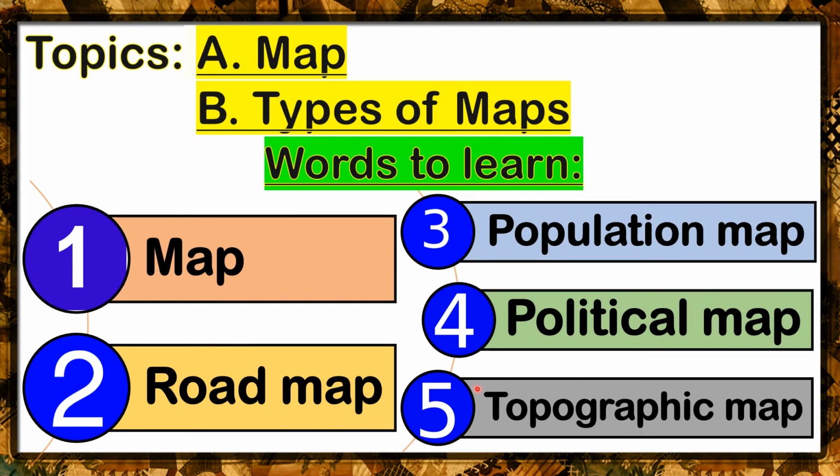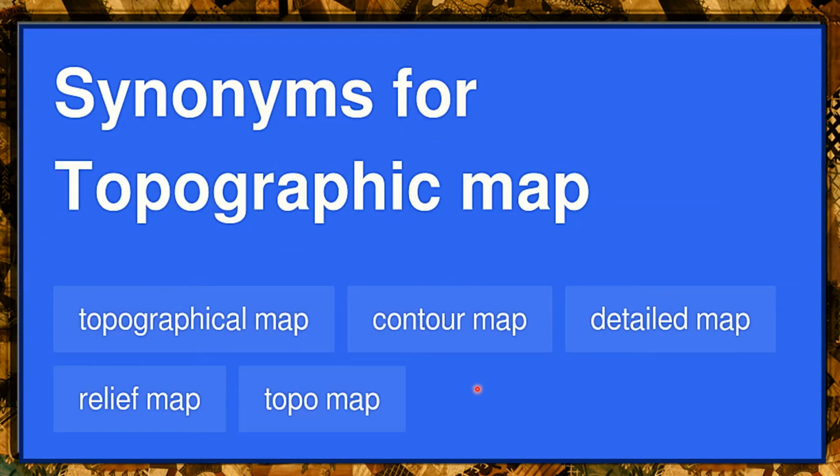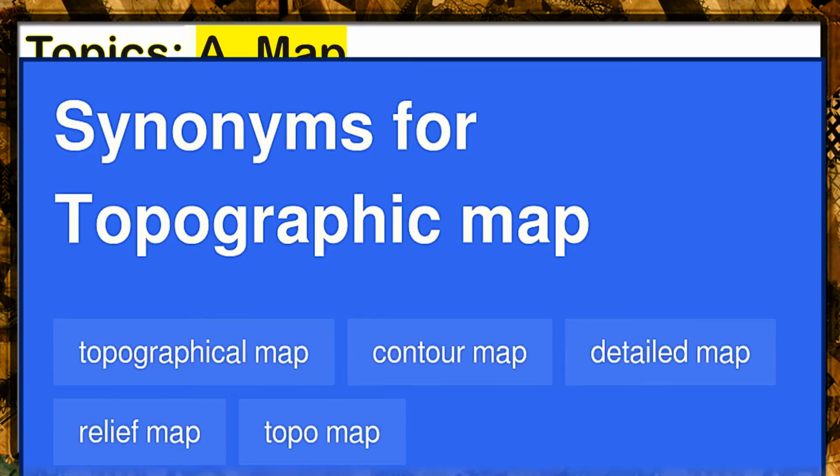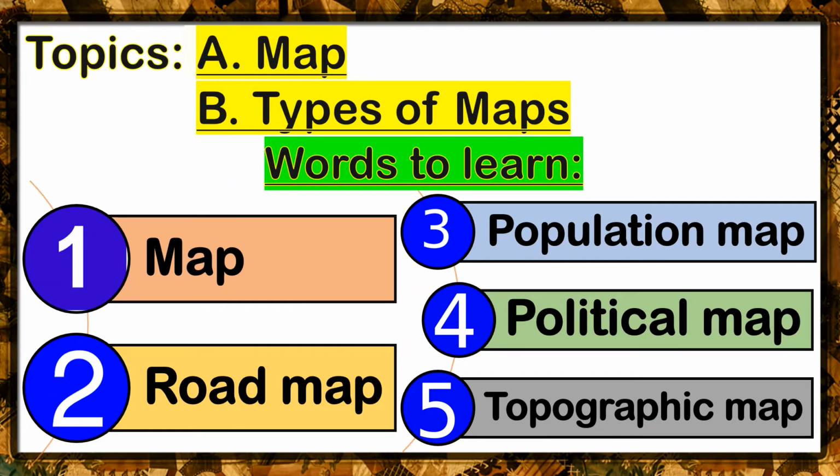The last word that we have is topographic map. Topographic map means contour map, detailed map, relief map, topo map. It shows us mountains, the land area, the forest, vegetation, and also bodies of water. So these are the 5 words that can help us better understand our topic for today.